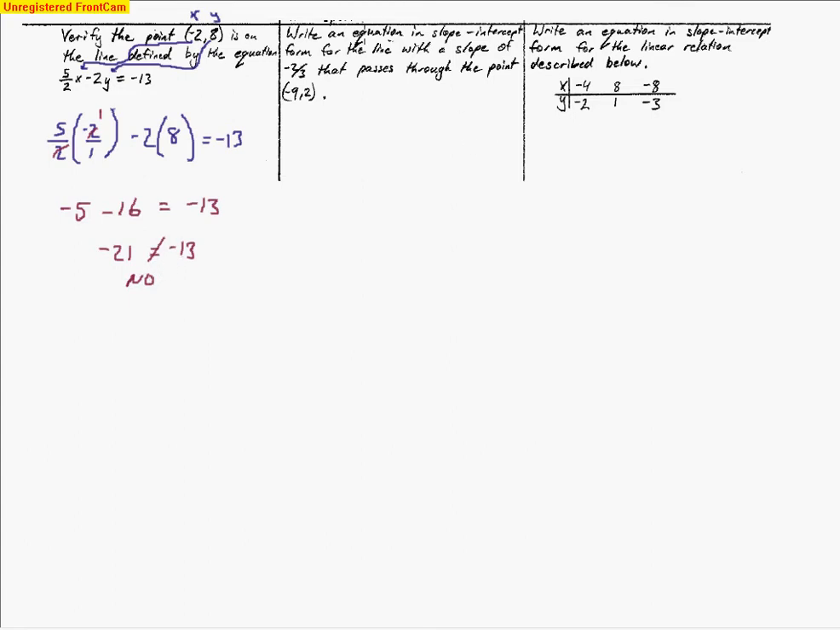The next one: write an equation in slope-intercept form for the line with the slope of -2/3 that passes through the given point. So what we're going to do is use point-slope, and it goes this way: y minus y1 equals m times x minus x1. You're just going to take your slope and put that in place of m, take your x value and put that in place of x1, and the y value in place of y1. So let's rewrite what we've got. y minus 2 equals the slope -2/3 times x minus -9.